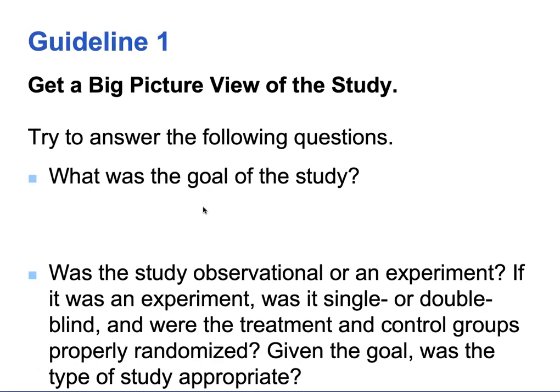Try to answer the following questions. What is the goal of the study? Was the study an observation or an experiment? If it was an experiment, was it single or double blind? And were the treatment and control groups properly randomized? Given the goal, was the type of the study appropriate? So when you're looking at things, make sure that it's random and everything is done properly. And remember, in an experiment, there's only supposed to be one thing that's different. Everything else, the control group and the study group, have to have everything exactly the same.